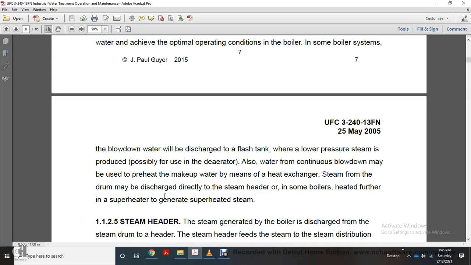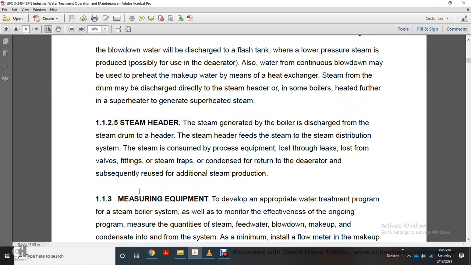Some boiler system blowdown water will be discharged to a flash tank with a low pressure setting, producing steam that is possibly used in the deaerator, as all water from continuous blowdown may be preheated. The makeup water is heated by means of a heat exchanger. Steam from the drum may be discharged directly to the steam header, but some boilers heat it further in a superheater to generate superheated steam. Steam header. The steam generated in the boiler is discharged from the steam drum to the steam header, which feeds the steam to the steam distribution system.